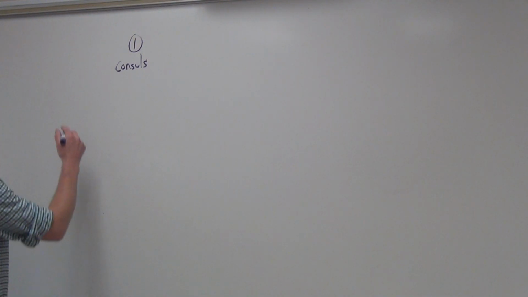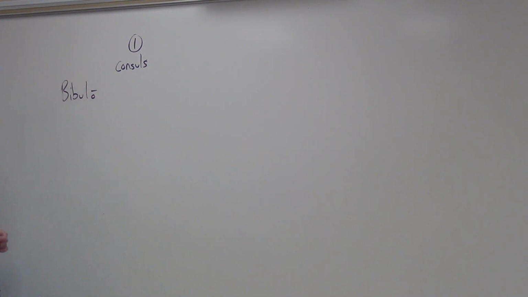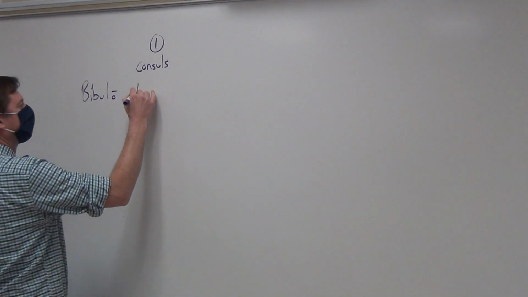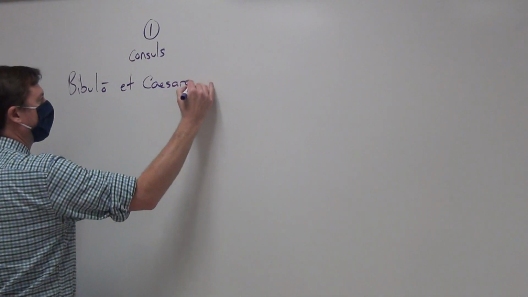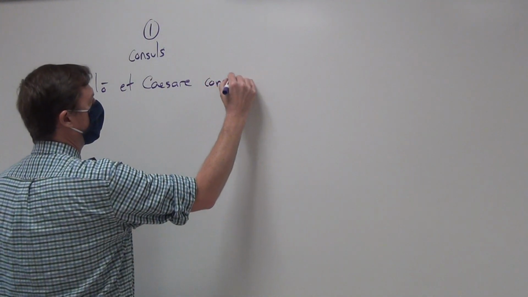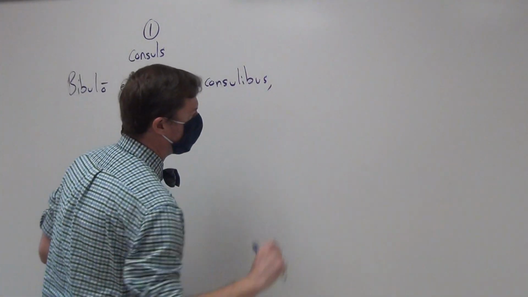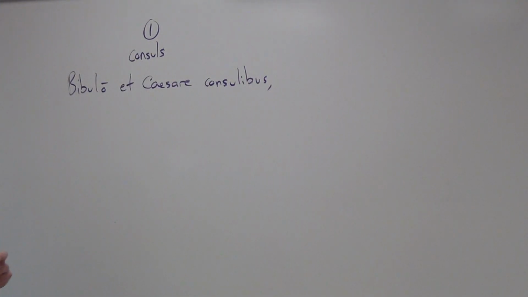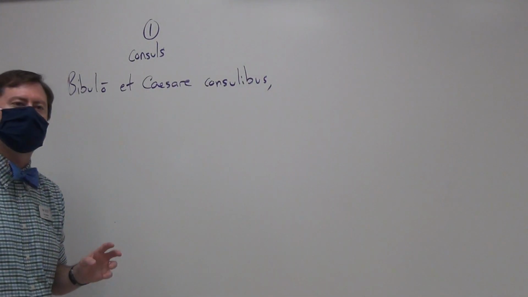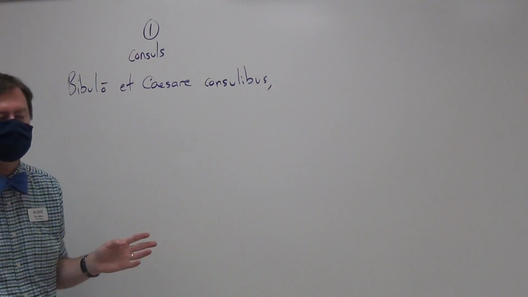For example, if I were to say Bibulo, it's the ablative, with Bibulus, and with Caesar as the consuls, something went down. And in this way then, they would know, yes, that was the year with Bibulus and Caesar being the consuls. Okay, I know when that was.